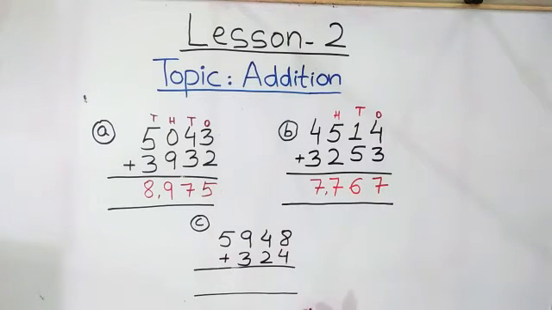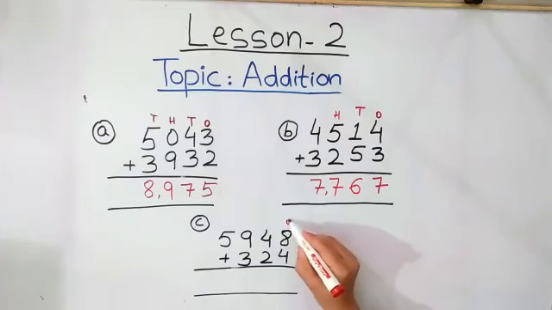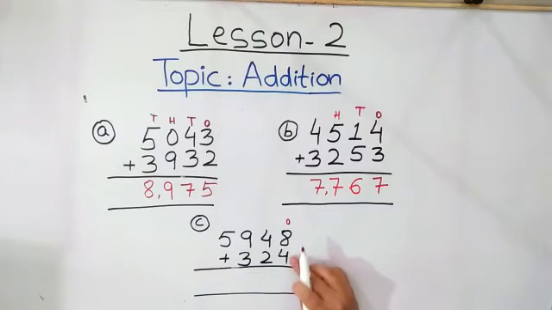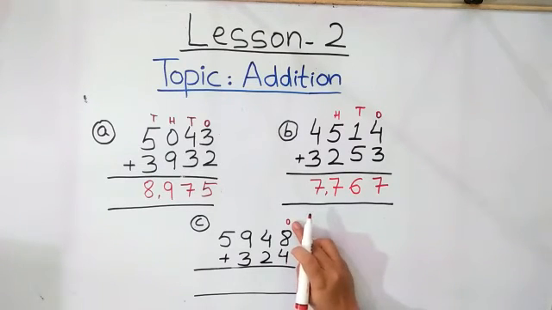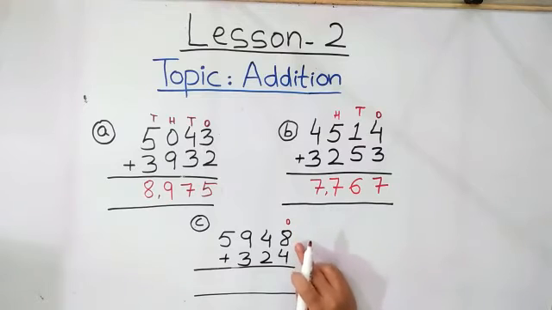Now we are going to solve the third question. Two numbers are given. In the first number the total digits are 4 and in the second number the digits are 3. So 5,948 is going to be added to 324. Again, start adding from the right side, that is at the place of ones.